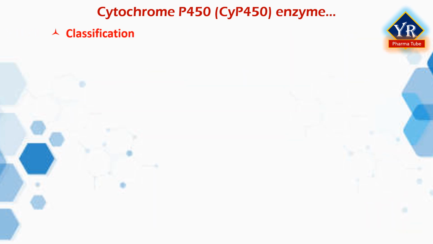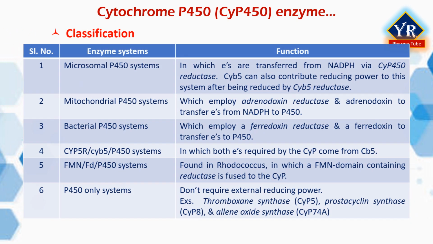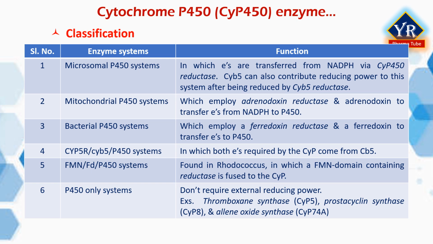Classification of P450s. Based on the nature of the electron transfer proteins, P450s can be classified into 6 groups. The different type of enzyme systems and their functions have been given in the table here.